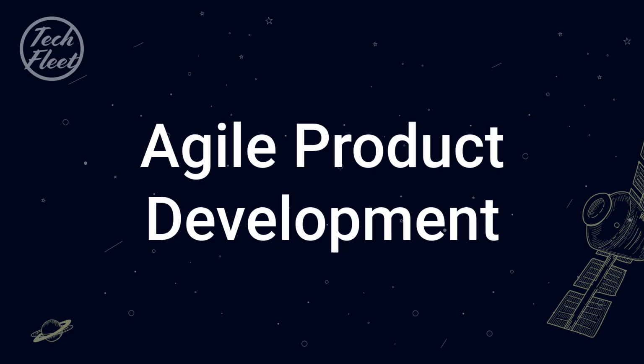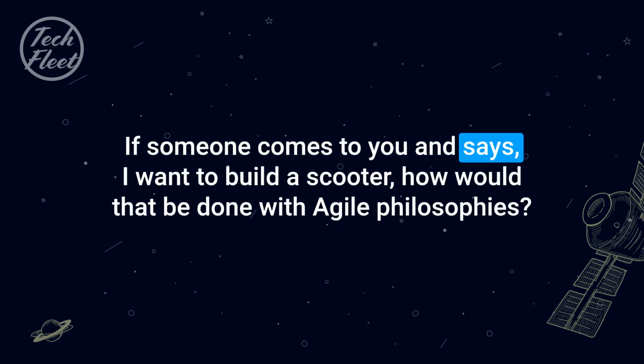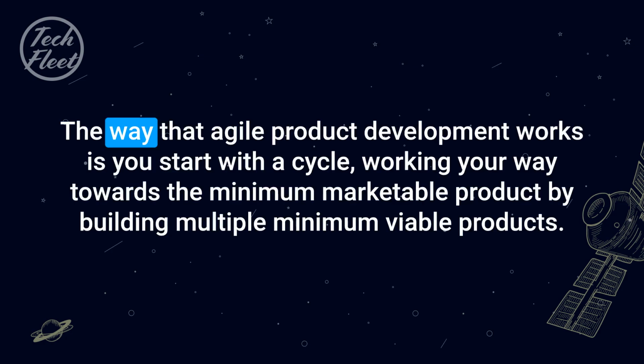Agile product development. If someone comes to you and says, I want to build a scooter, how would that be done with Agile philosophies? The way that Agile product development works is you start with a cycle, working your way towards the minimum marketable product by building multiple minimum viable products.